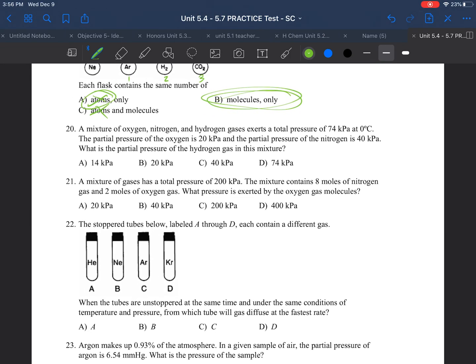All right, 20. So this is a partial pressure question. And so remember that the total pressure is equal to the partial pressures of X, Y, Z, whatever molecules you have. So in our case, it tells us the total is 74 kPa. The partial pressure from oxygen is 20, nitrogen is 40, and it's asking for the only one left over, what is the partial pressure of hydrogen? So if you just solve for X, you get 74 is equal to 60 plus X, so X is equal to 14 kPa.